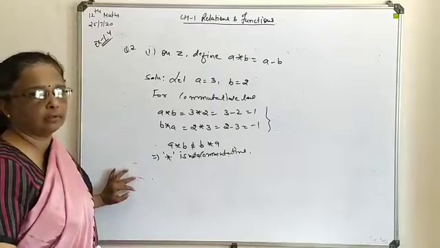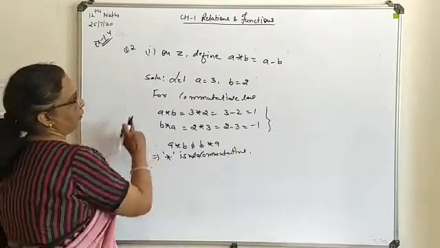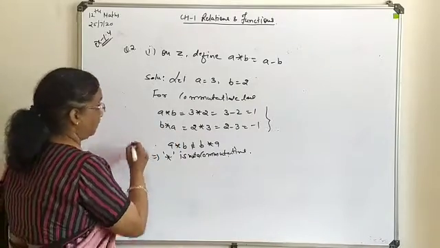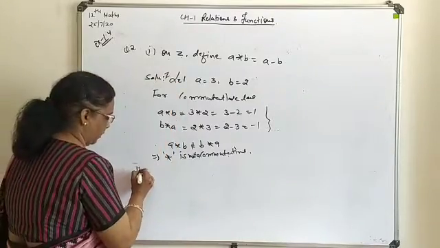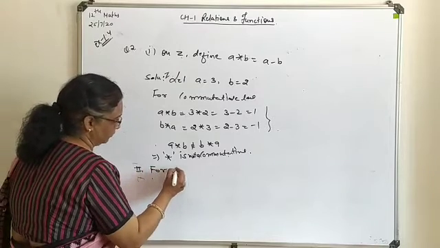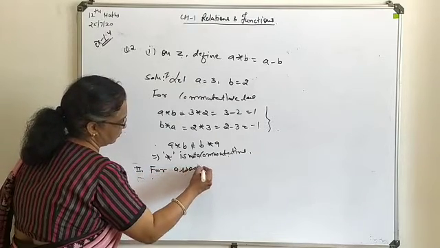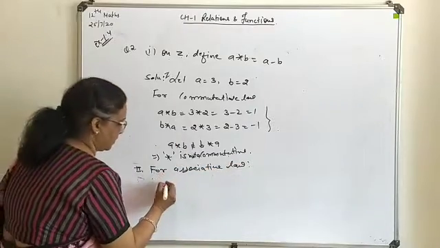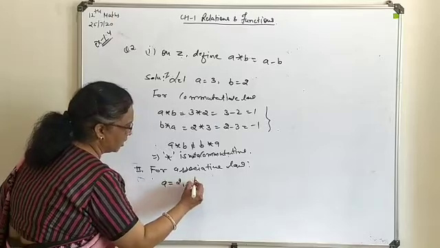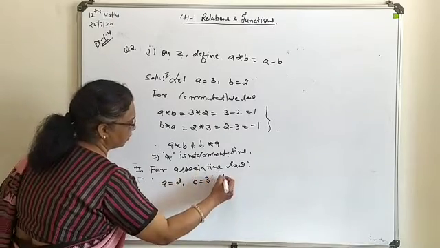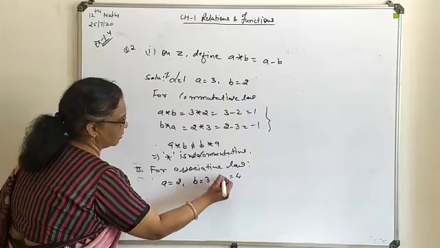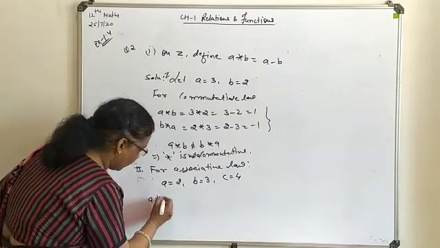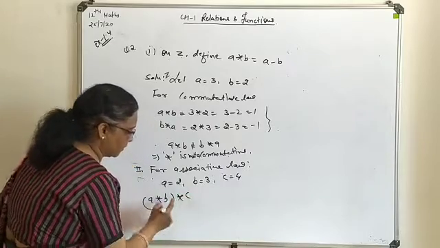Next we will check for the associative law, which means we have to select three numbers. So this was the first part. Now the second part, for the associative law: let's take A equal to 2, B as 3, the same numbers can also be taken, and C as 4.